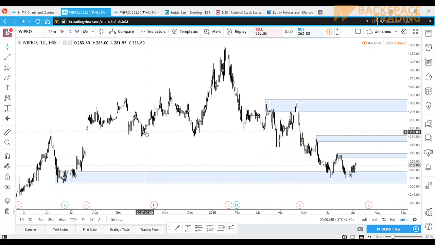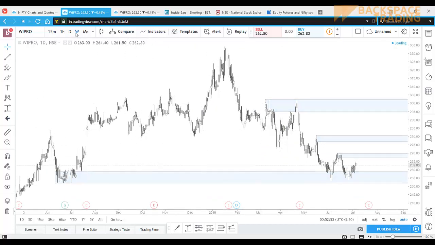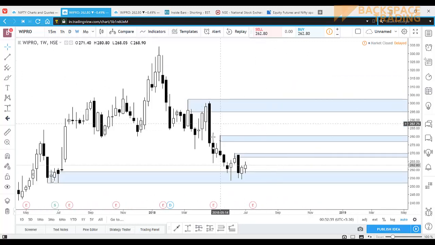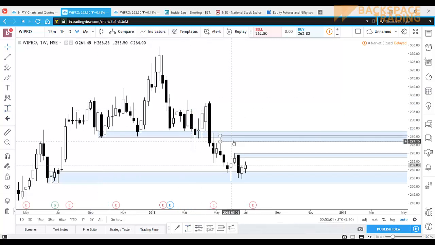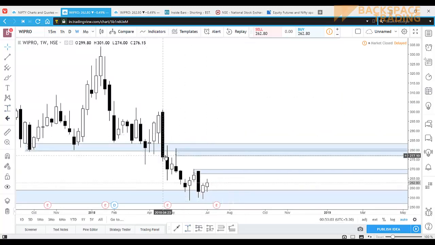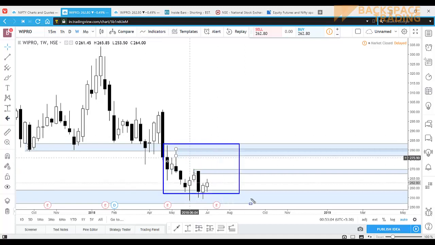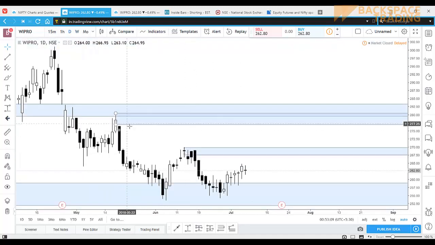But do we have another resistance? Oh yeah, this is another resistance, right? Why didn't I see this before? Oh yeah, sorry. This is a major resistance over here. I'm cancelling this out, okay? Yeah, this is my framework now. This zone. So price can move until 277 kind of zones.